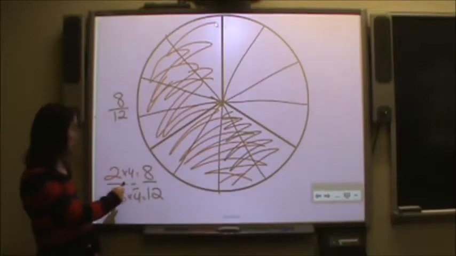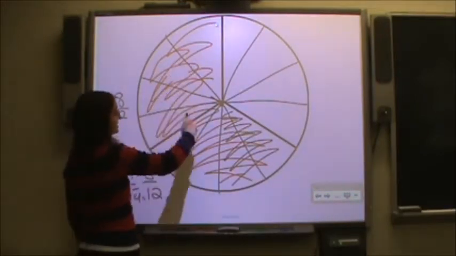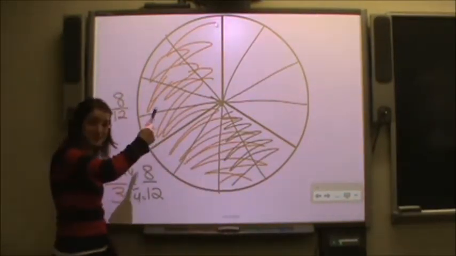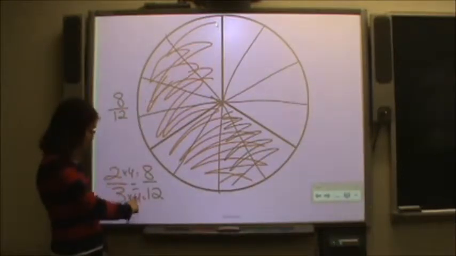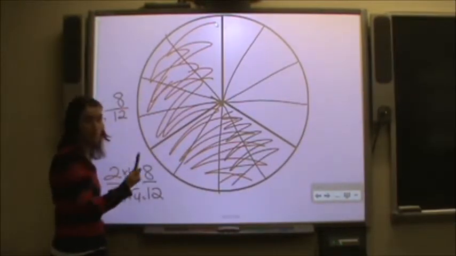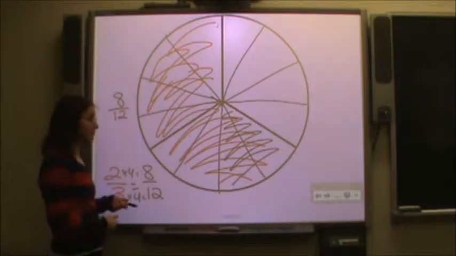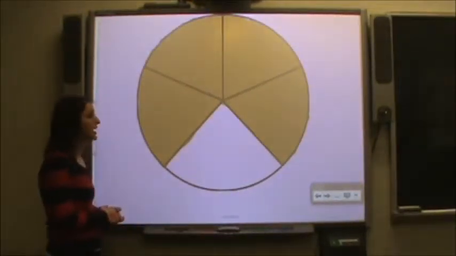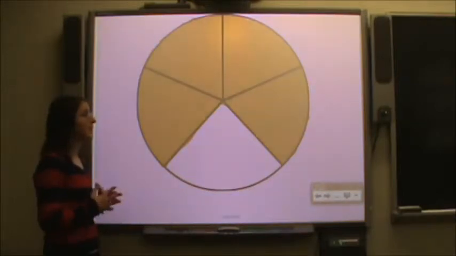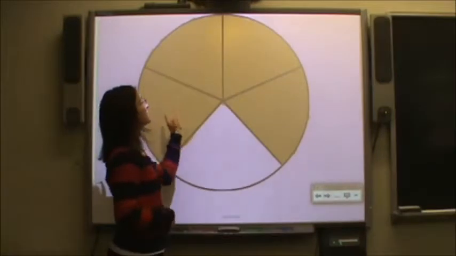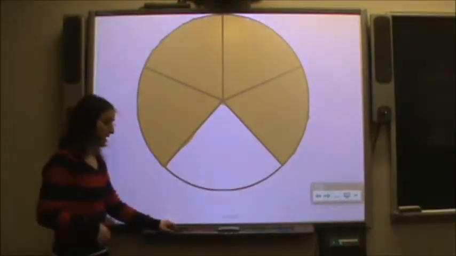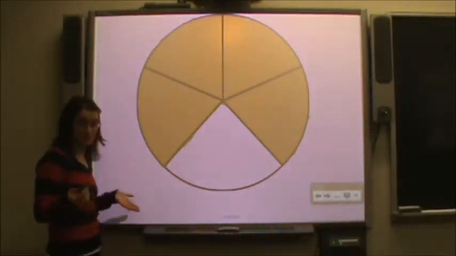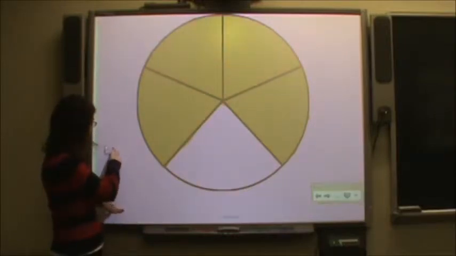Because that's saying, okay, we had 2 pieces. Now if I split those 2 pieces into 4, just like I split the 3 pieces into 4, then I'm going to be able to find how many pieces are colored in. Okay, so let's practice finding an equivalent fraction for this circle. So we have 5 pieces altogether, and 4 of them are shaded in. These are the ones that are shaded in. So that fraction is going to be 4/5.